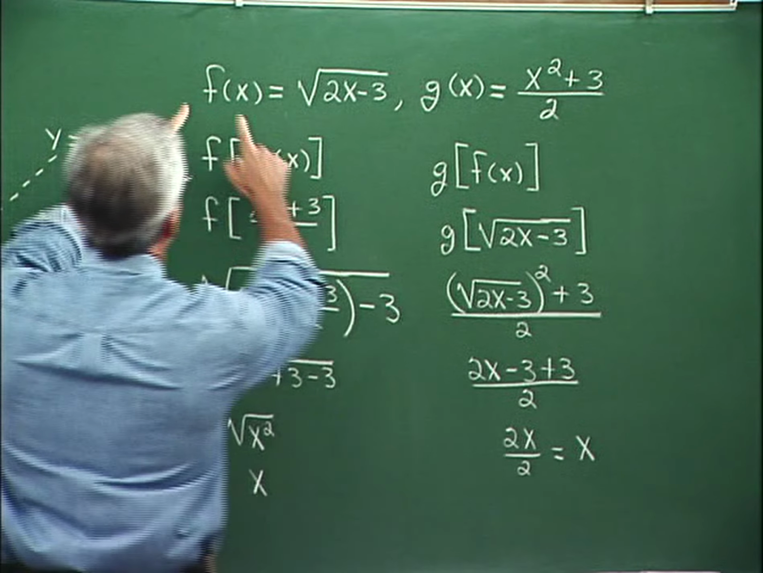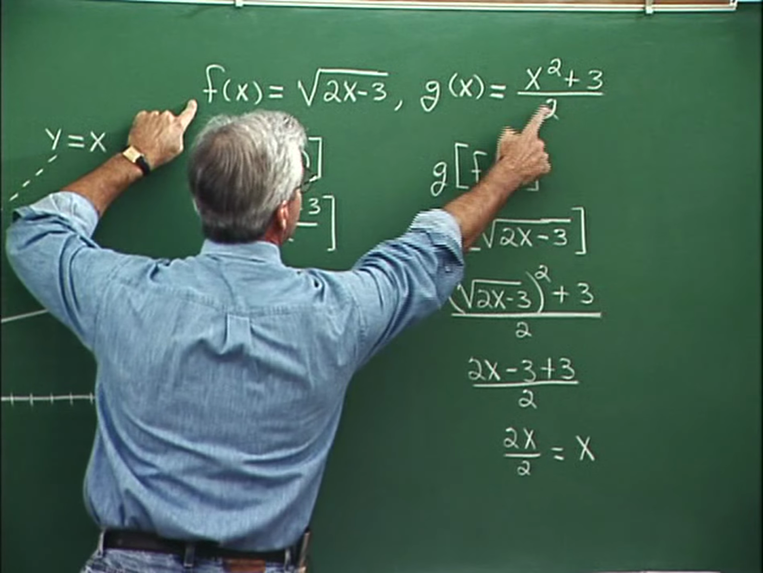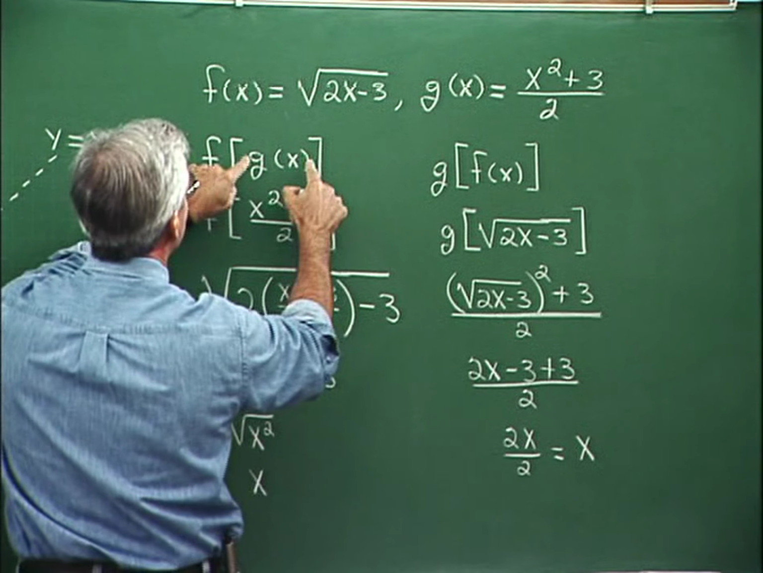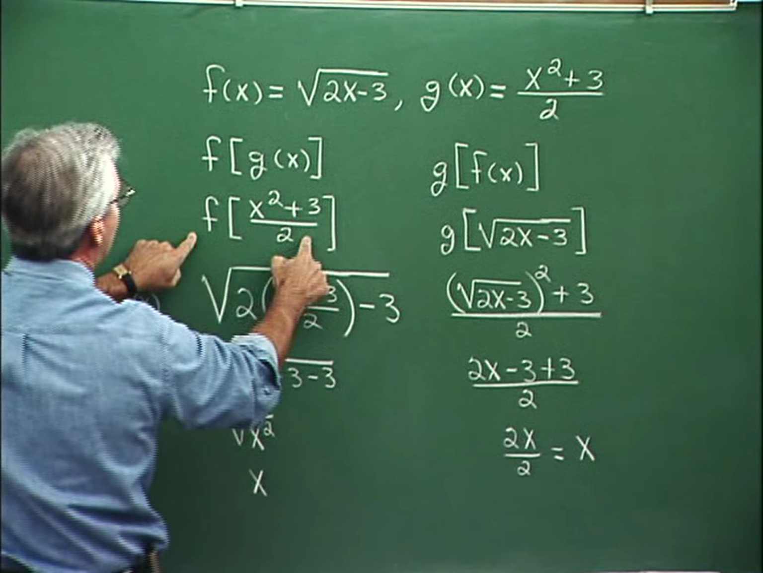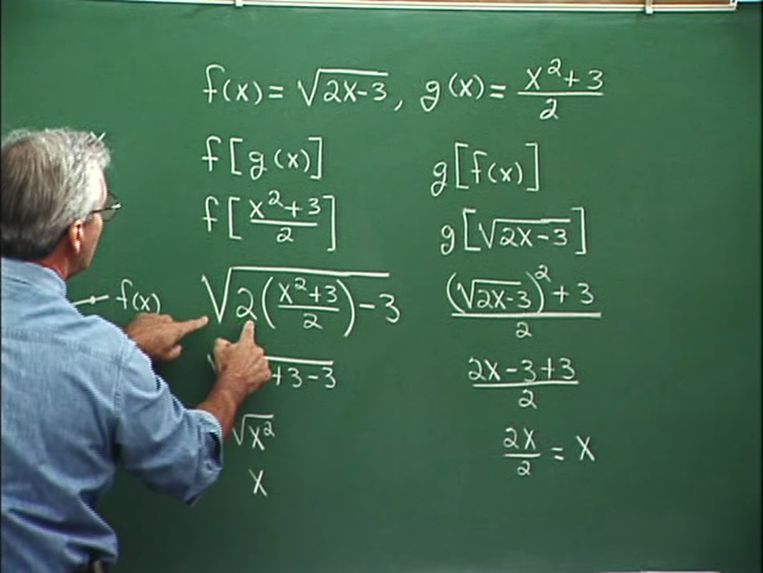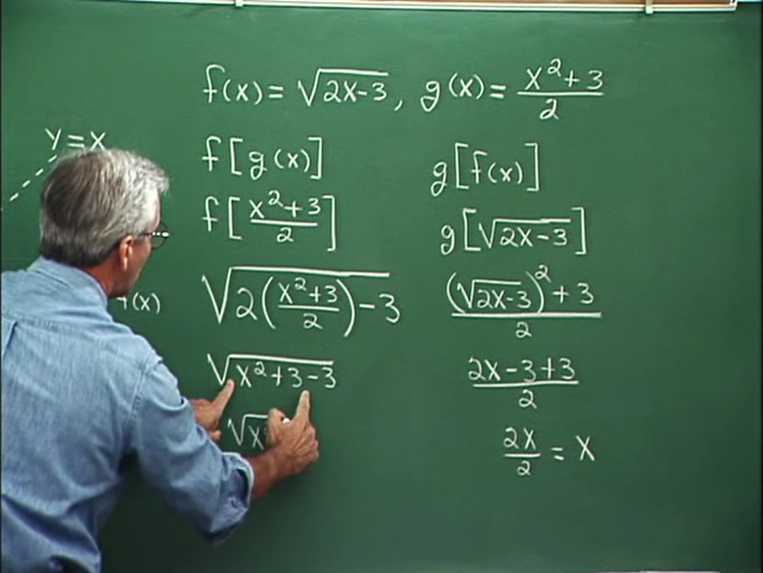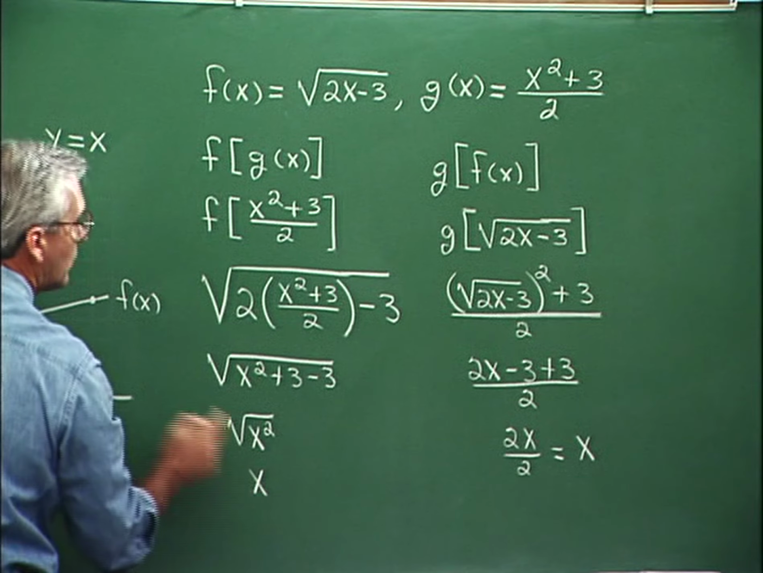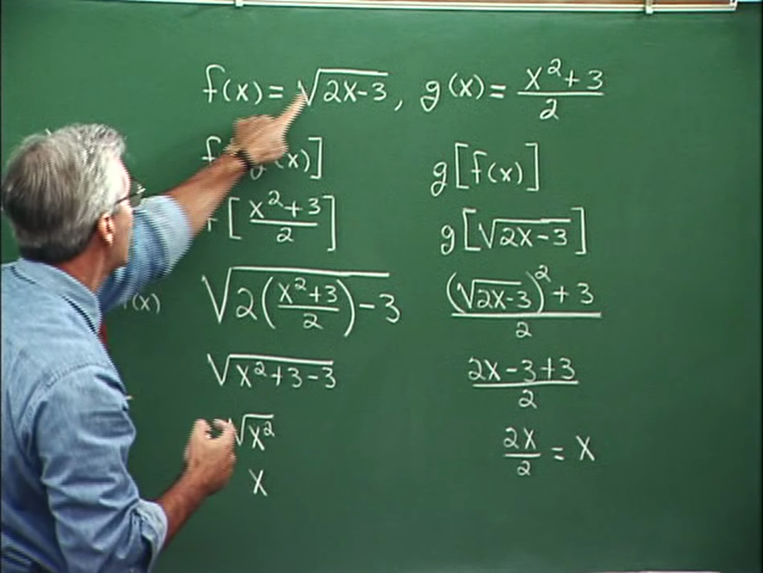For example, if f of x is this, the function we were talking about before, and g of x is that function we were talking about before, then f of g of x means, let's see, g of x is that expression, the fraction. F of the fraction means pop the fraction into this. So we have the square root of 2 times fraction minus 3. The 2's cancel, and we have x squared plus 3 minus 3. The 3's go out, and so we have the square root of x squared, which is x, because x is always positive here in this situation for f.